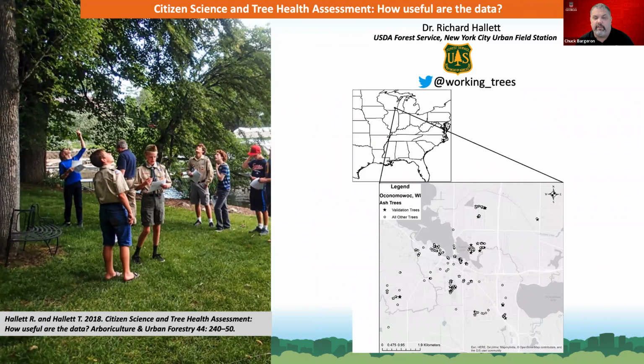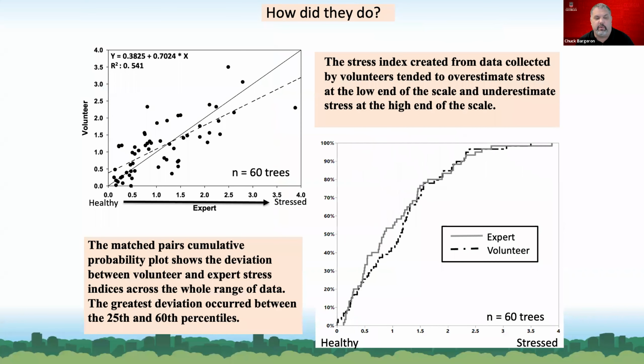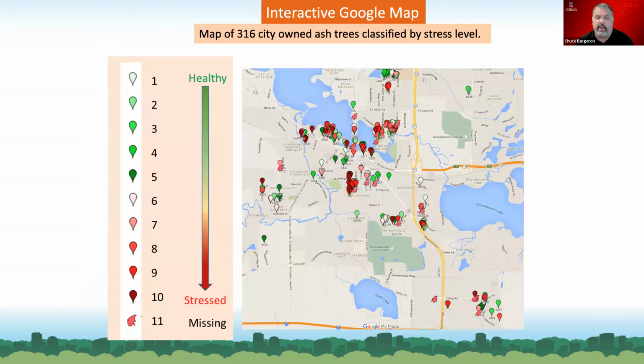There have been some very successful citizen science projects with different groups, whether it be Boy Scouts or interns with the Nature Conservancy, really doing some cool things and even showing how properly trained volunteers' data is not too far off from what experts are doing.